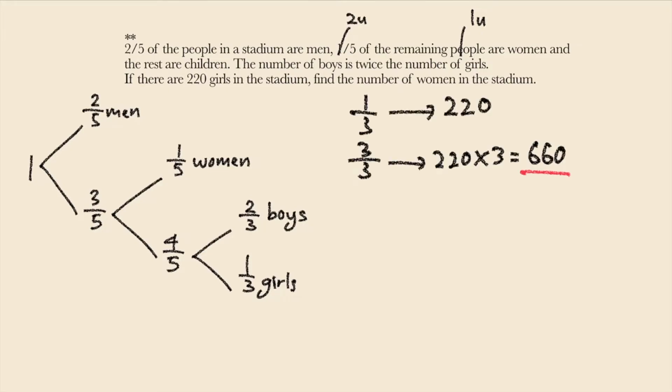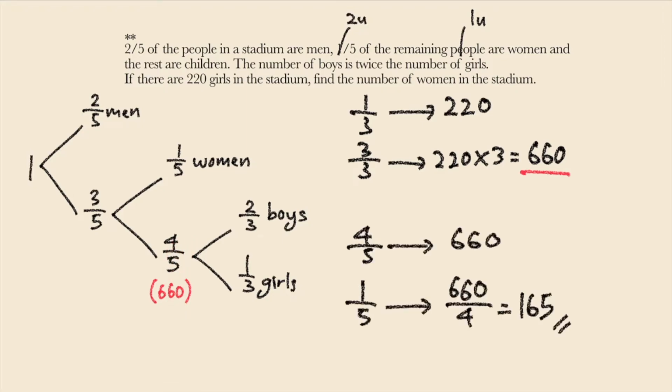Well, if 1/3 were girls, and that's 220, we can find the total number of children, which will be 3 out of 3. So let's take 1/3 times 3, 220 times 3. Where can we write this 660? It has gone from this branch to this branch, which means now our new equation is 4 out of 5 units, 660. 4 units, 660.